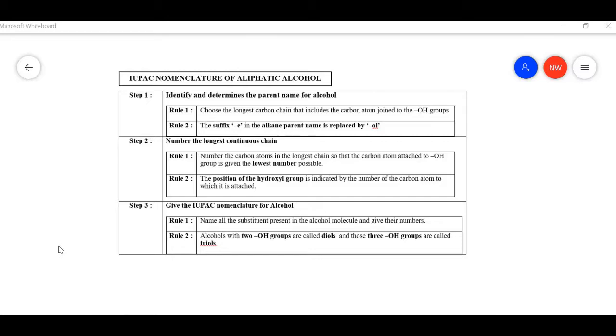Okay, macam biasa, first kali mesti cari parent chain dulu. Cari parent chain yang paling panjang sekali. Parent chain, okay, yang attach kepada OH group yang paling panjang sekali. And then the suffix E in alkane parent name kita replace by ol. Contohnya methane jadi methanol, ethane jadi ethanol, propane jadi propanol. Macam tu. Step kedua, number the longest continuous chain.